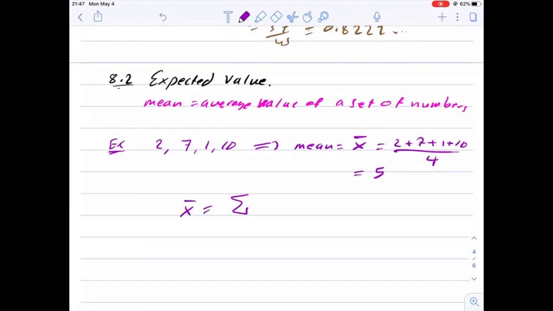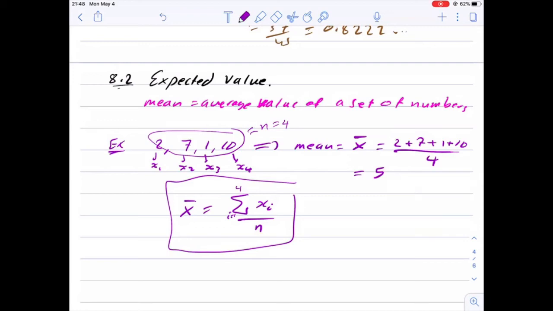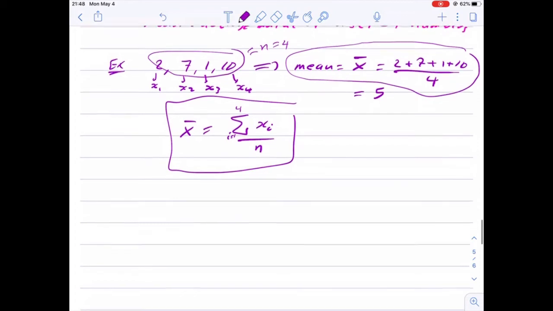X bar is the mean, is equal to the sum. This is sigma notation. This means the sum of xi, each value of the random variable. This is x1, this is x2, this is x3, this is x4. So we denote these as x sub i, all over n. N is the number of outcomes. How many values are there? 4. N is 4, and i is from 1 to 4. So we find the sum of these values from 1 to 4. This is just a notation, and this is the explanation of this notation.